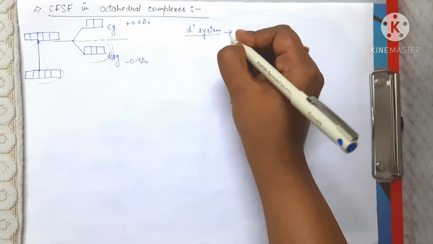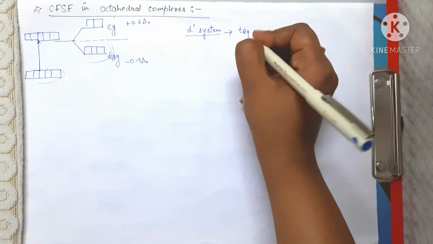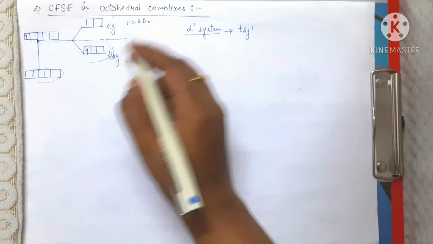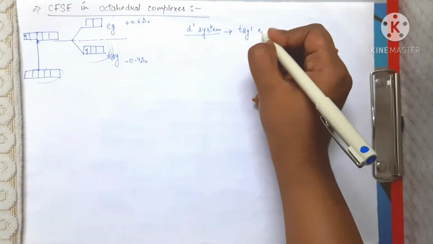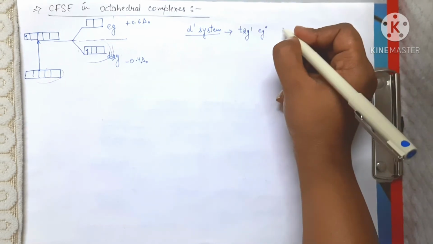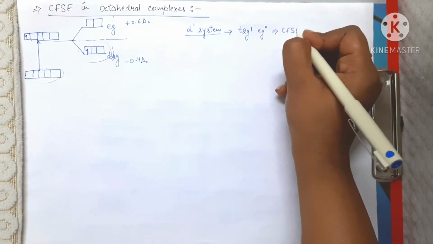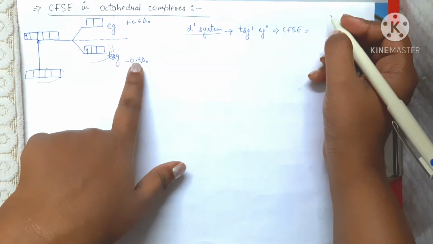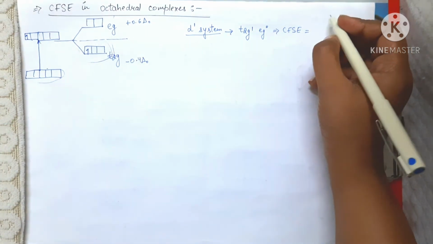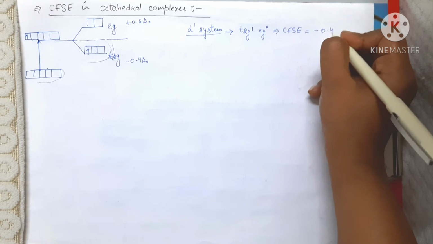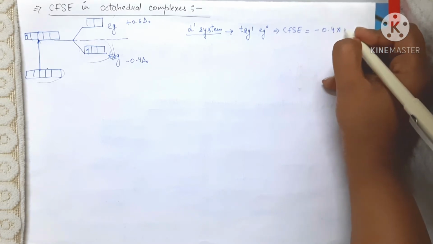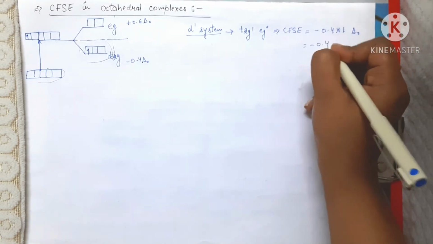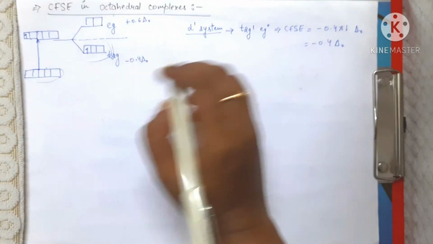For the d1 system, we are going to have the configuration t2g1, right? The electron will go here. So the configuration will be t2g1 eg0. If we want to calculate the CFSE for this, the contribution of each orbital is minus 0.4 del O. So it will be minus 0.4 multiplied by the number of electrons, that is 1, del O. So that will be minus 0.4 del O. This is for the d1 system.